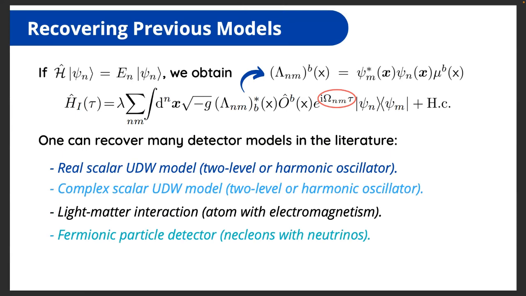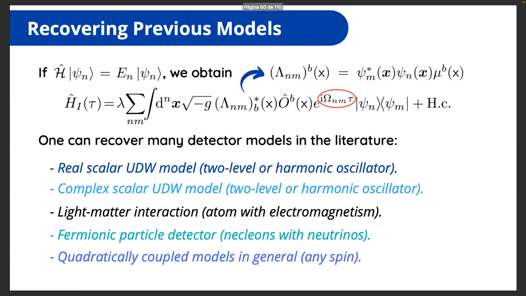Fermionic particle detectors, so nucleons interacting with neutrinos, or quadratically coupled detectors, or even if you want detectors coupled to linearized quantum gravity, it doesn't really matter.